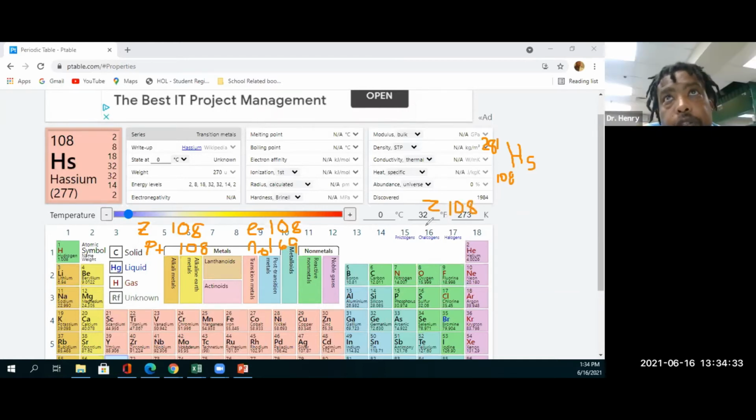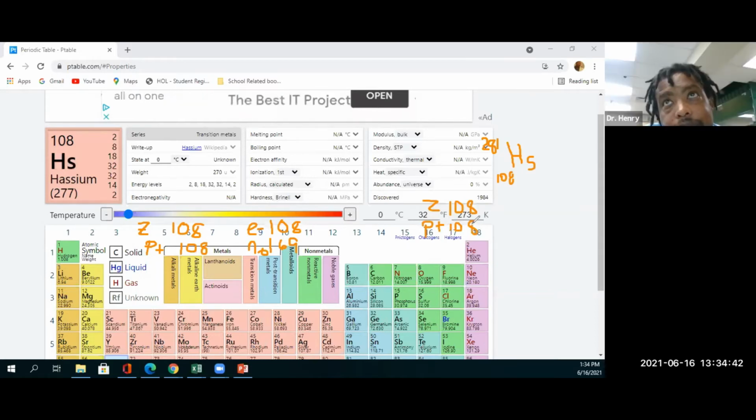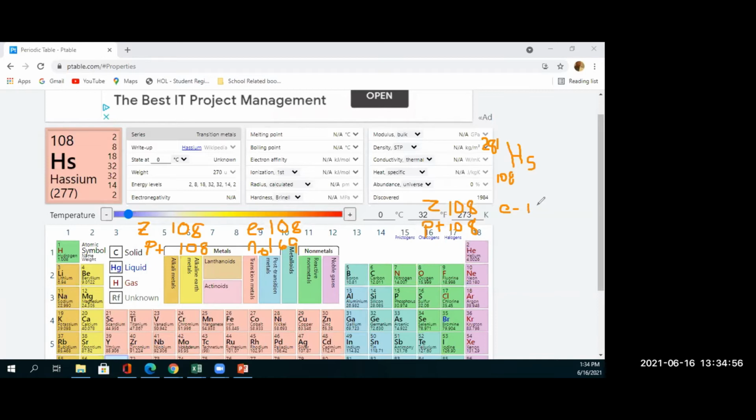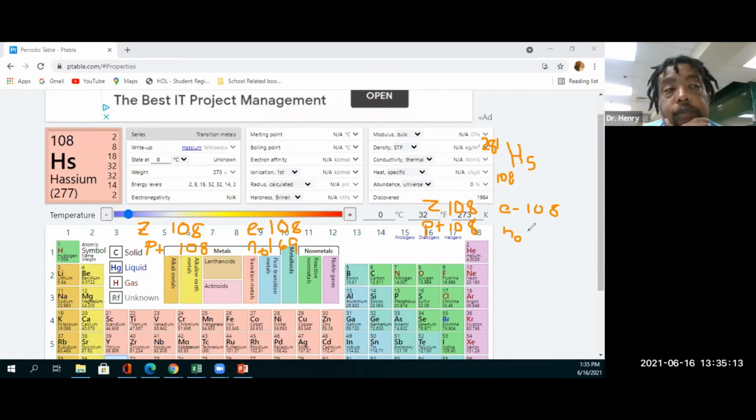Okay, how many protons does it have? 108. How many electrons does it have? 108. How many neutrons does it have? 173.